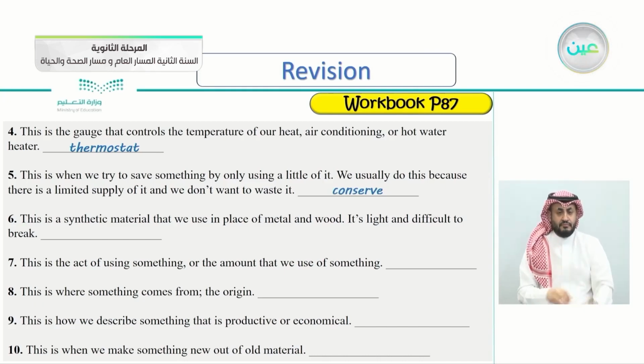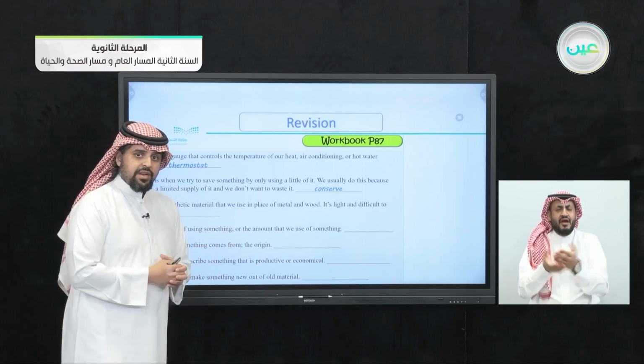Number 6, this is a synthetic material that we use in place of metal and wood. It's light and difficult to break. What do we call this synthetic material, man-made, that we use in place of metal and wood that is lightweight and difficult to break? So what do we call this material that is light and difficult to break?